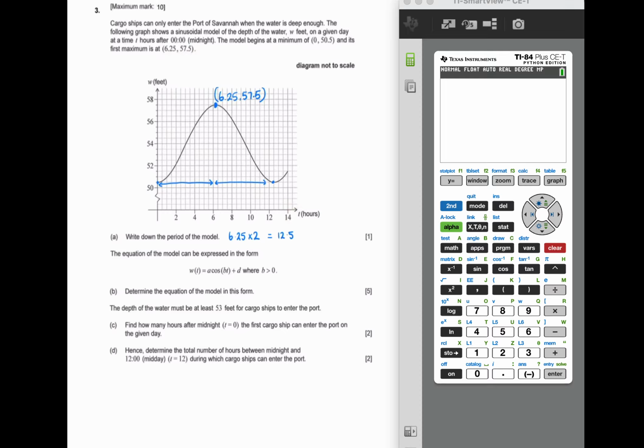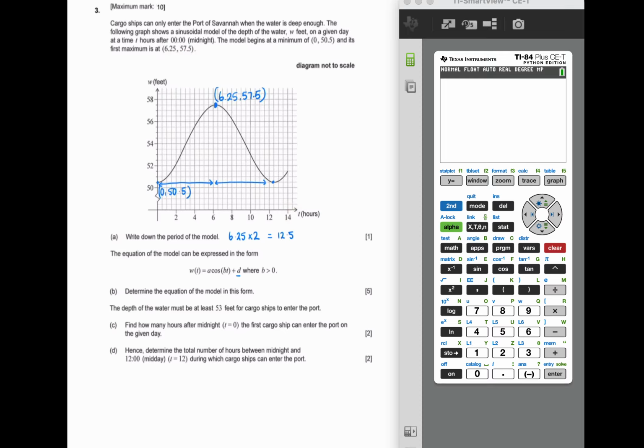Then we're told that the equation can be modelled in the form A cos bt plus D, and we need to work out what the equation is. So we're trying to work out what A, B, and D are. D is always a good one to start with. D is our principal axis, the midpoint of the wave. You are told that the wave starts at the coordinate (0, 50.5).